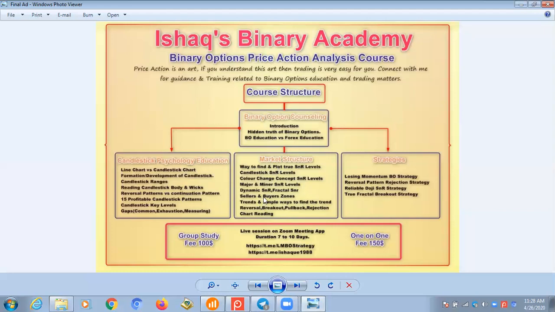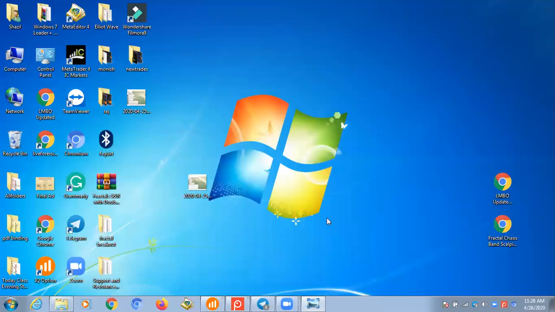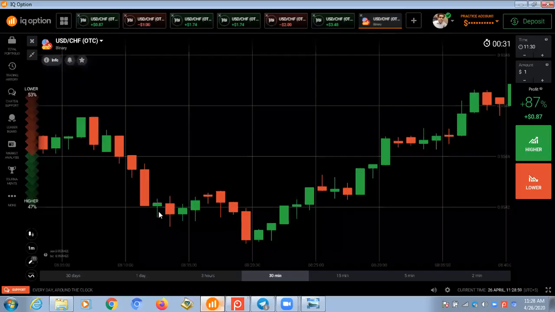Most traders or most mentors just use the support and resistance area or the range for trading, but I use another way. Okay, and we are starting from this fractal SNR level. So how can we find the fractal SNR level? How does the fractal SNR level work?